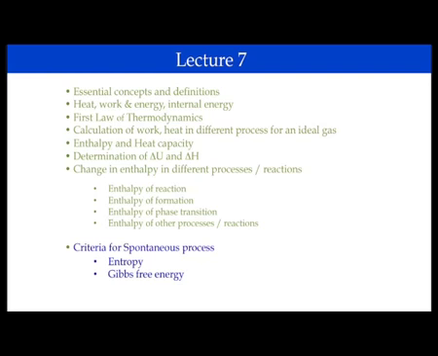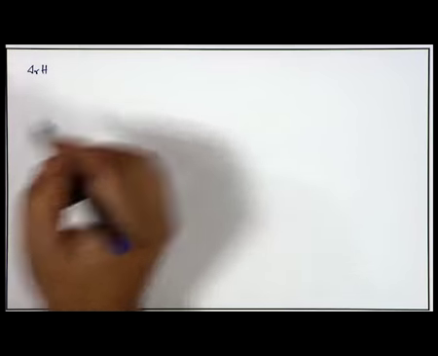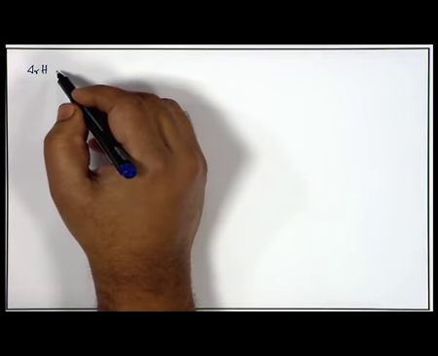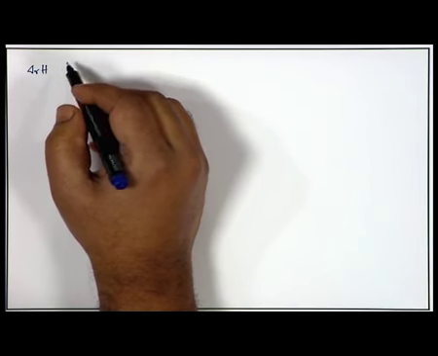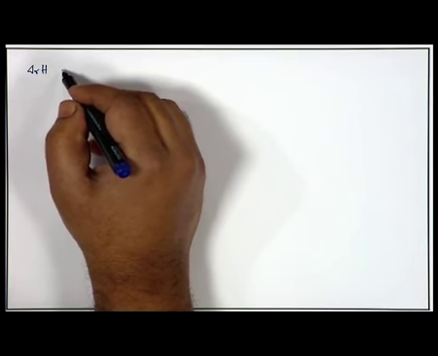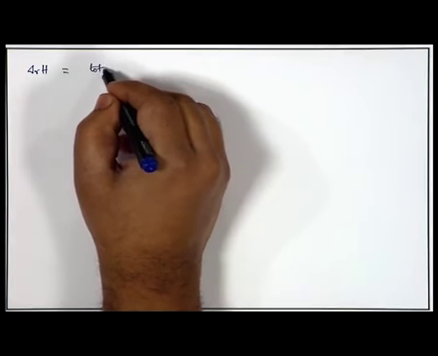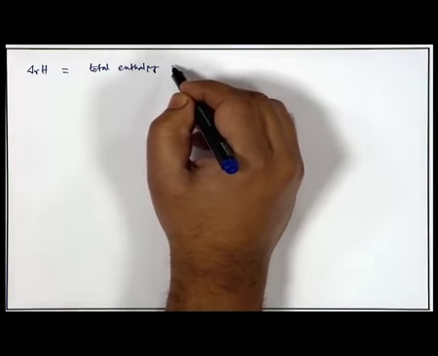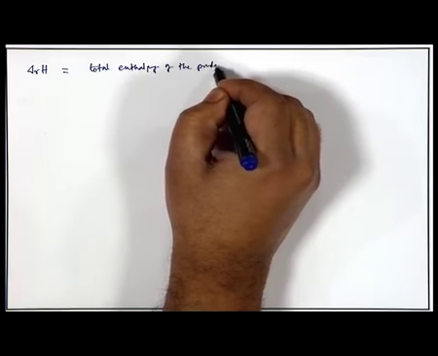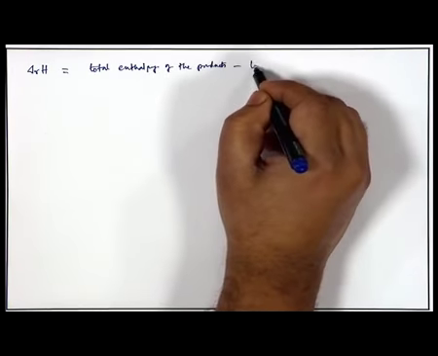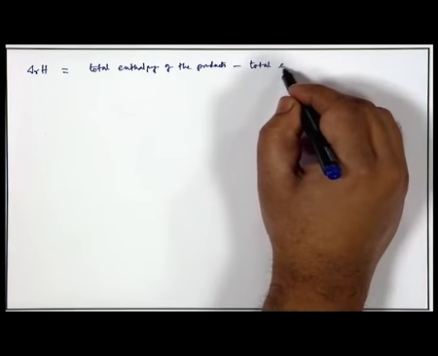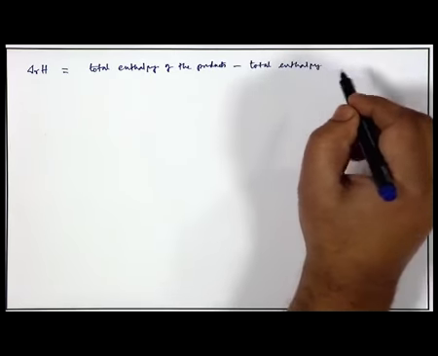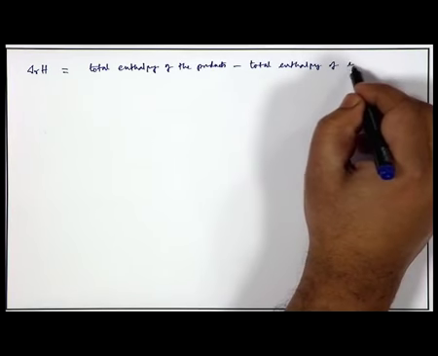Just to recap what we have learned in the last class: basically, we have learned that the reaction enthalpy, or enthalpy of reaction, or heat of reaction, is the total enthalpy of the products minus the total enthalpy of the reactants.